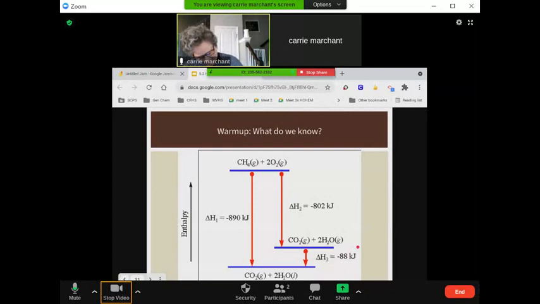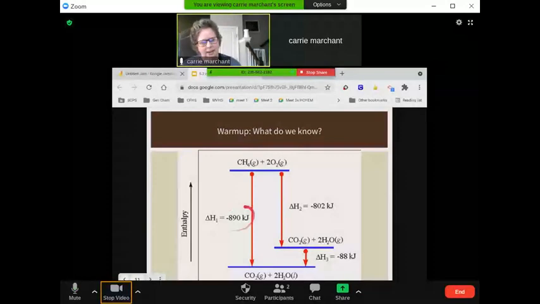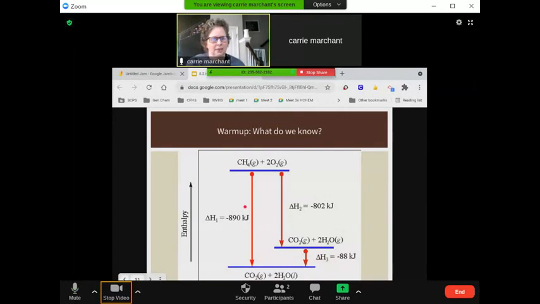Somebody said that, yes, there's red arrows going down. Yep, negative, exothermic. This reaction here is negative 890. Same thing we did last week when we're calculating enthalpies. Same thing here, negative 802. And that's just this portion. So that's why it's stopping here, because that first arrow stops when it's a gas.